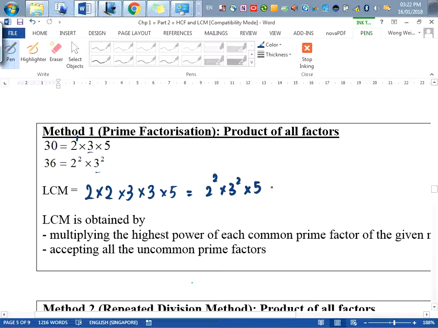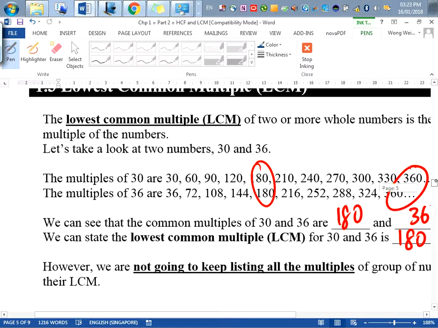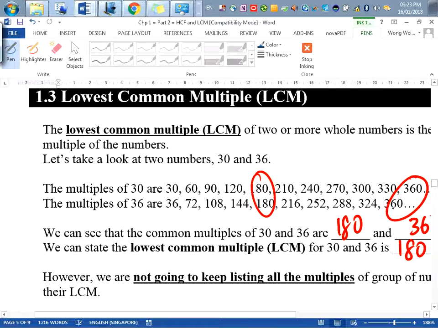Okay, let's find out what this is. 4 times 9 times 5. How much? 180. Wow, your mental sounds very good. Much better than mine. Oh, you use your calculator. Okay, never mind, it's okay. You can use your calculator. So this is our lowest common multiple. And we have seen that this is the answer. This is indeed the answer when we listed everything out.